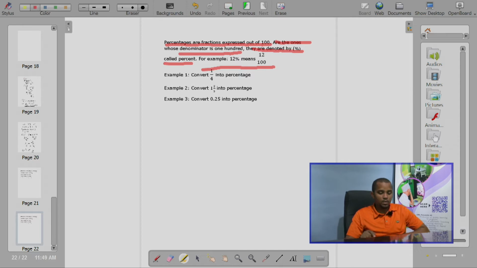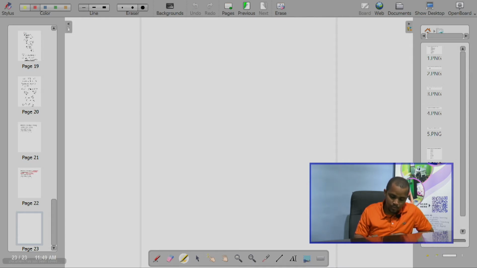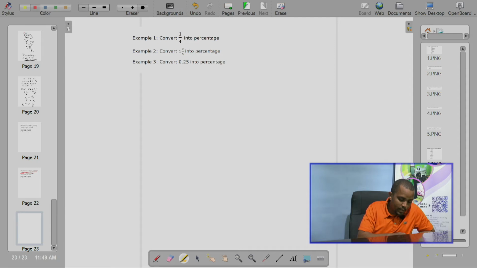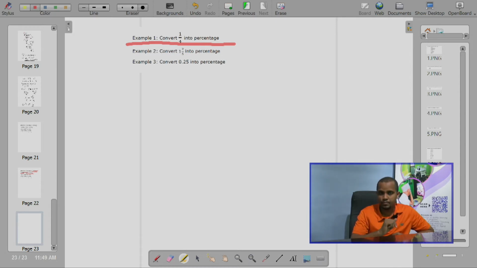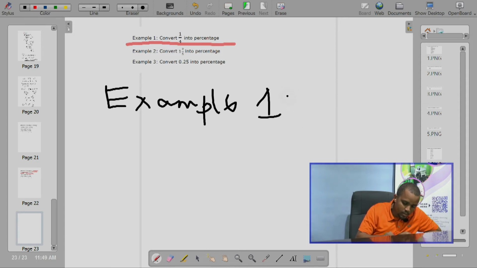Let's do examples concerning percentage. Let's start with example number 1, in which we are required to convert the fraction 1 over 4 into a percentage.